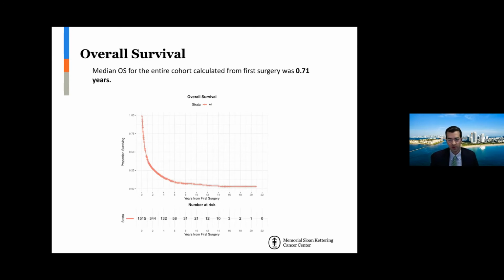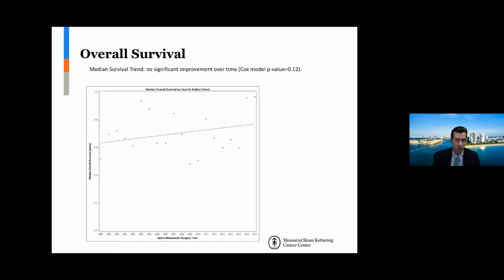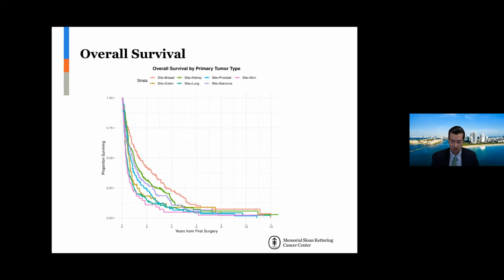When you lump all these patients together in one single cohort, the median overall survival was 0.7 years. And while there was a trend towards improvement over time for the entire cohort, this was not statistically significant. The p-value is 0.12. When you lump all of the primaries together, this correlates with what's been reported in the literature: the best survival out of these primary sites is breast, and the worst is skin cancer.